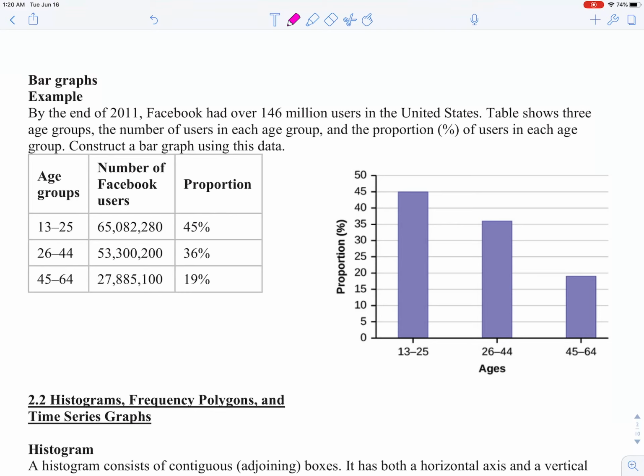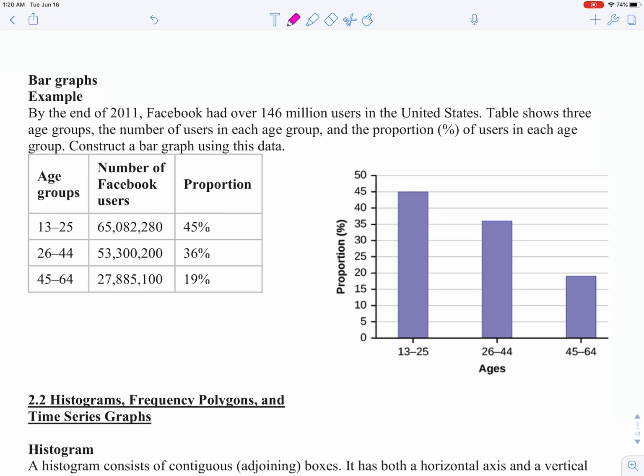By the end of 2011, Facebook had over 146 million users in the US. The table shows 3 age groups, the number of users in each age group, and the percentage of users in each age group. Construct a bar graph using this data.